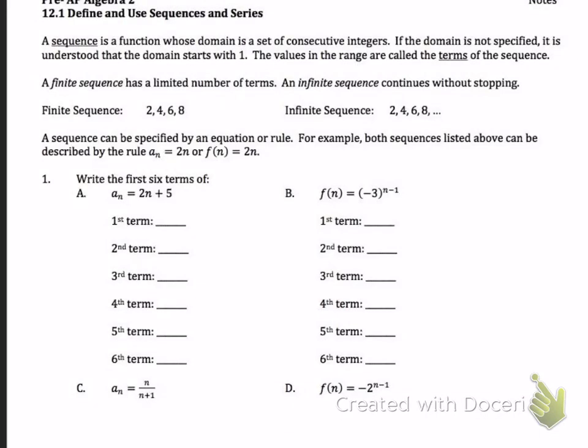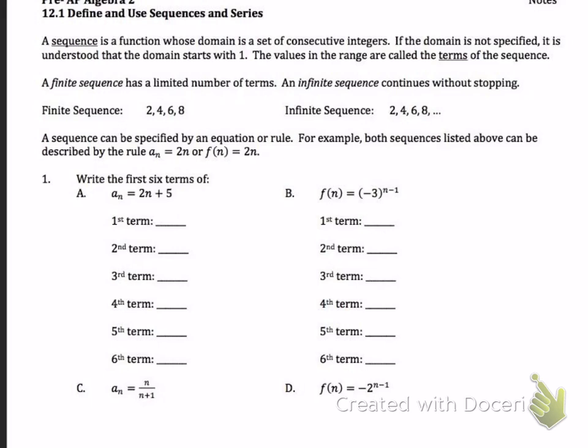Okay, sequences and series. A sequence is a function whose domain, which is just the set of x values, is a set of consecutive integers, which just means it's a list of numbers in a row. If the domain is not specified, then we say that it starts with 1. If I don't specify what the number is, then it starts at 1. And the values in the range are called the terms of the sequence.